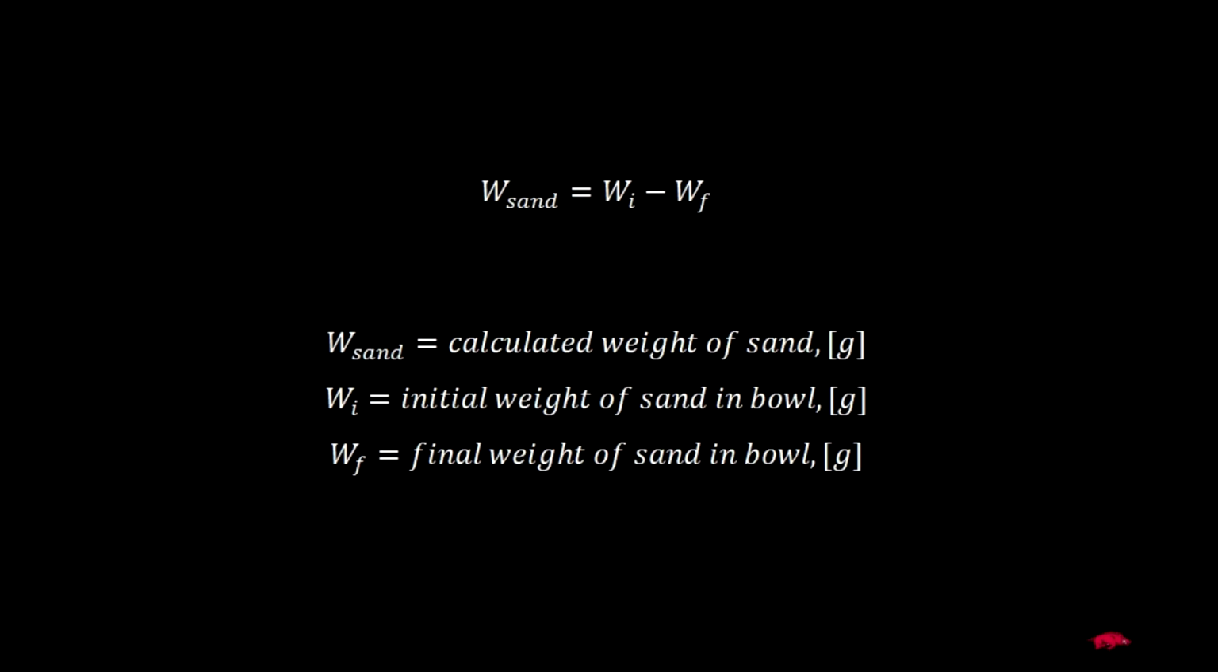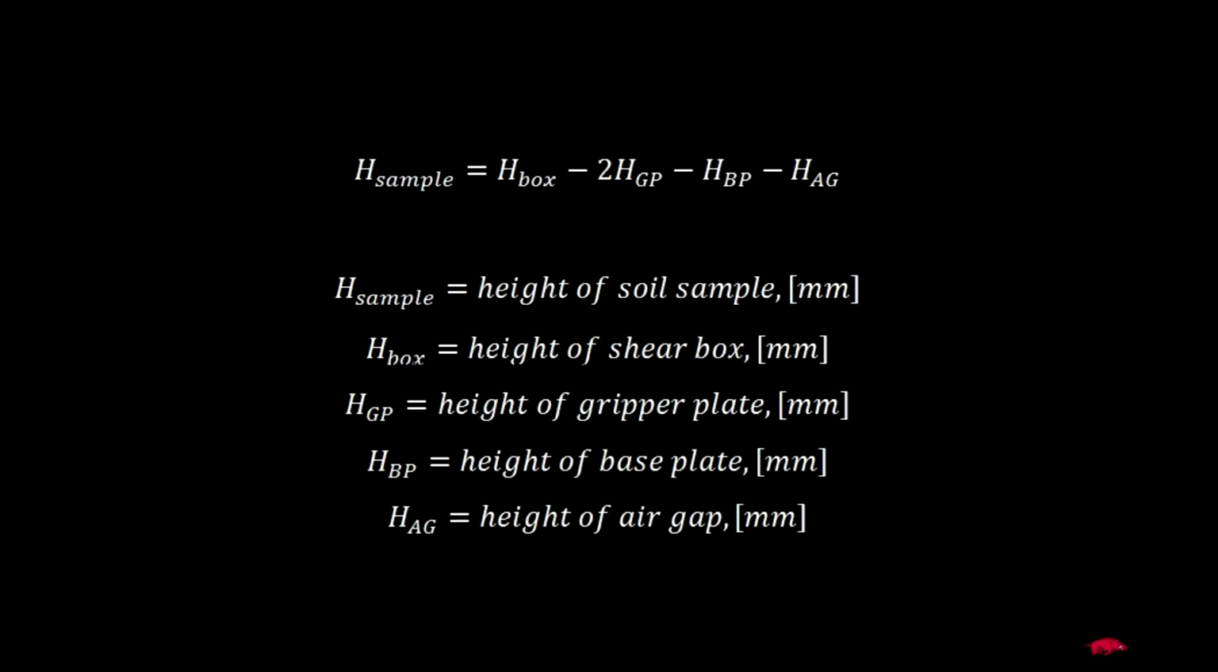of the specimen. The weight of the sand, as discussed previously, is calculated simply by taking the initial weight of the sand in the bowl and subtracting the final weight of the sand in the bowl. The height of the sample is going to be the height of the box minus 2 times the height of the gripper plate minus the height of the base plate minus the height of the air gap.